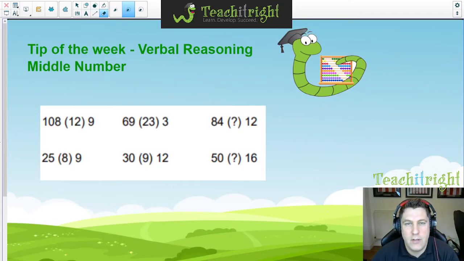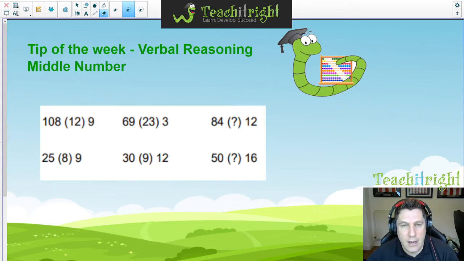This week we're going to be focusing on a verbal reasoning question called middle number. Interestingly, in verbal reasoning for GL assessment, there are actually 4 question types that are number related. There's letter sums, balanced equations, number sequences, and then this one, which is often referred to as middle number. It does have other names, things like number associations or number connections.